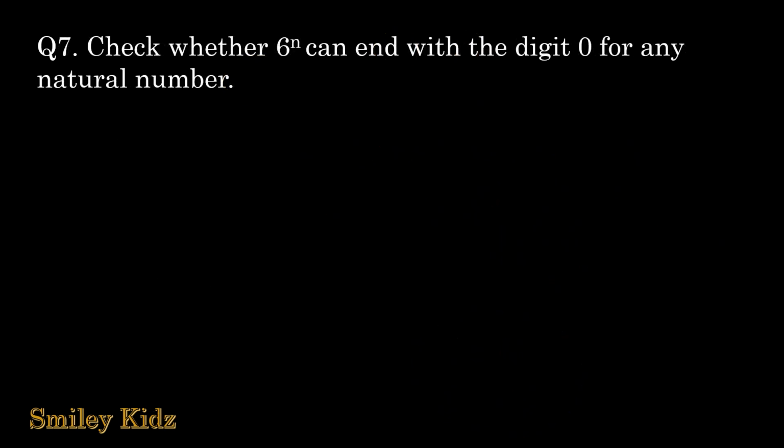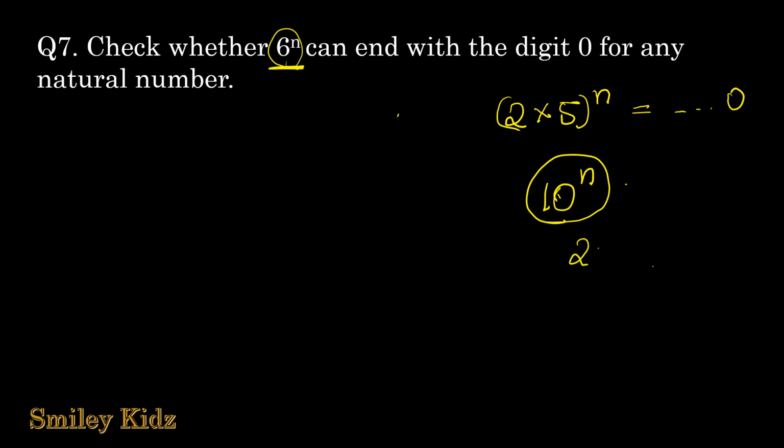Moving ahead, check whether 6 to the power of n can end with the digit 0 for any natural number. Remember that for any natural number to end with 0, it should be like (2 times 5) to the power n. Why do I say so? Because let's suppose 10 to the power of n can be expressed as (2 times 5) to the power of n.